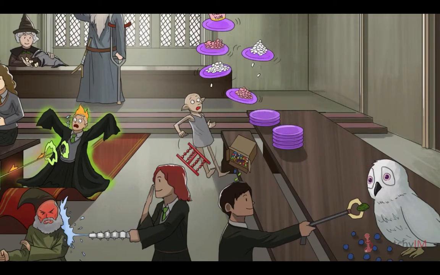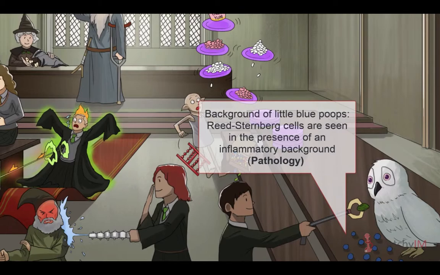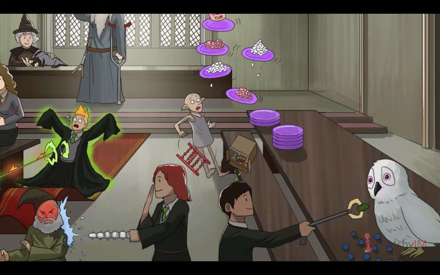These Reed-Sternberg cells are seen over a background composed of lymphocytes, eosinophils, neutrophils, macrophages, plasma cells, and fibroblasts. It's like a densely packed party of little blue nucleated cells back there. To represent all those little blue nuclei you'll see in the background on histology, we've added some blue poops next to Hodgwig over here. The composition of this inflammatory background, as well as the morphology of the neoplastic cells, determines the subtype of Hodgkin lymphoma you're dealing with.